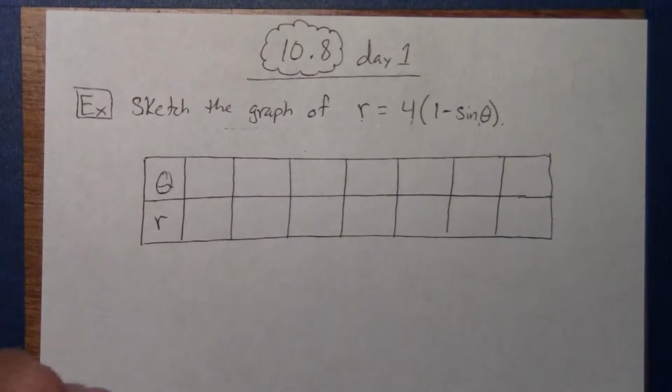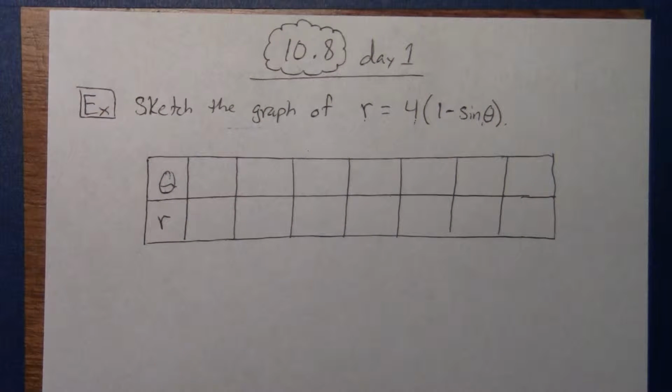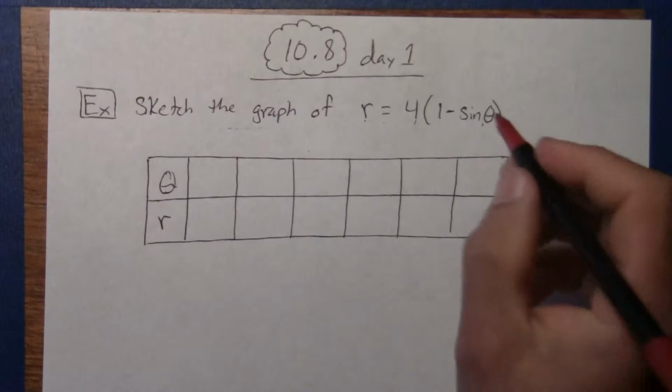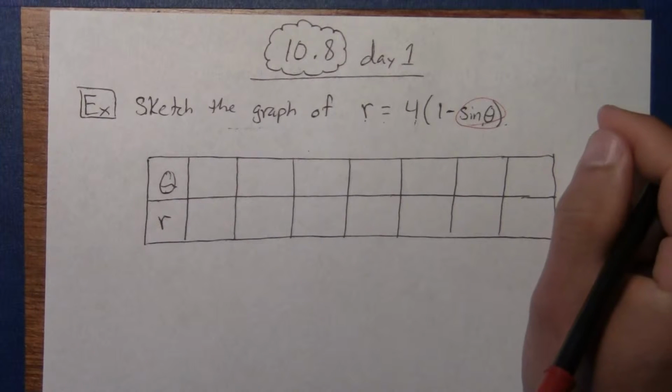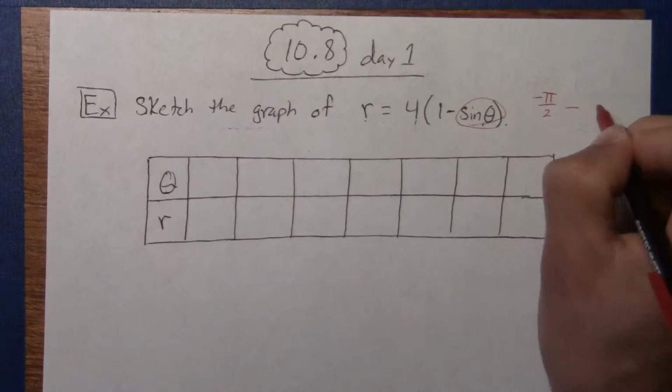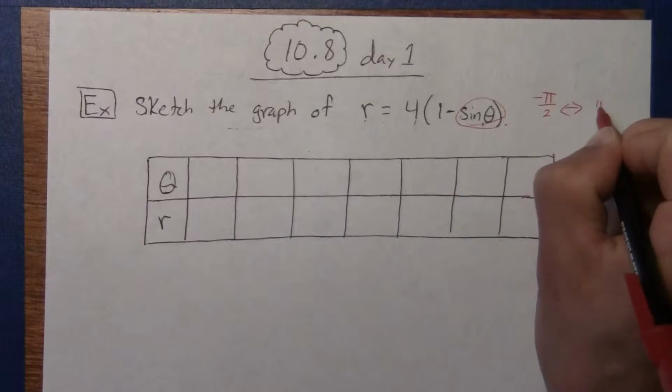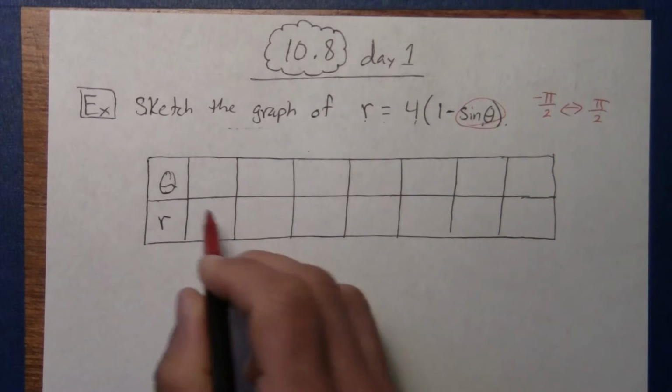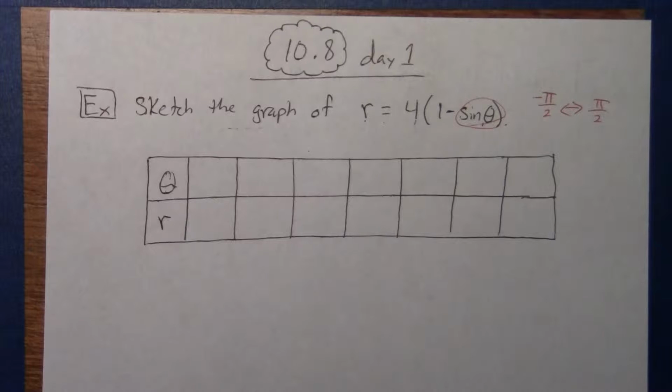We also said that you need to pay attention to whether you're using a sine function or a cosine function, because it's going to tell you how to do your reflections, and what values for theta. This is sine, so think of arc sine. Arc sine is restricted from negative pi over 2 to pi over 2. And those are the numbers that we are going to use for theta. Negative pi over 2 to pi over 2.